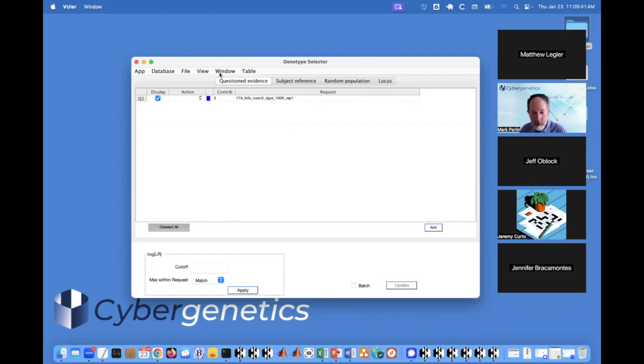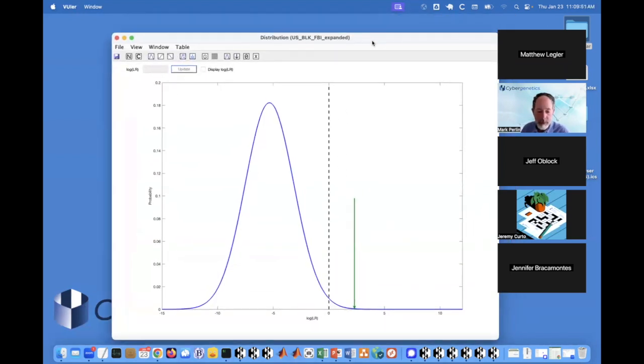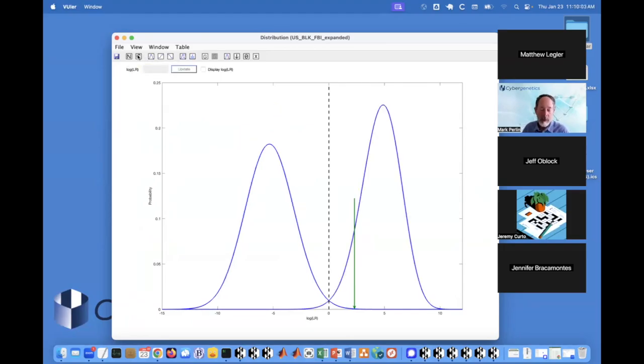And then to calculate the distribution, and this will happen live as I'm doing it, I just go to Window, Distribution. And so now we have our distribution open. The first thing that we see here is a non-contributor distribution, and then that green arrow is where the reference falls on it. And if I want to see the other half, the contributor distribution, it's just up here in the toolbar. And so that is all that's needed to calculate these distributions, and that is like a live demonstration in the sense that that's all the more time it takes.